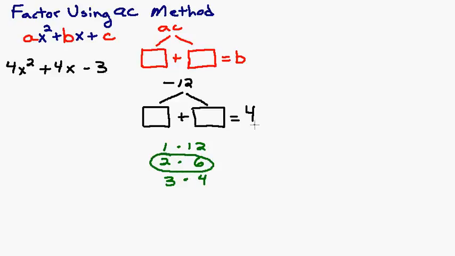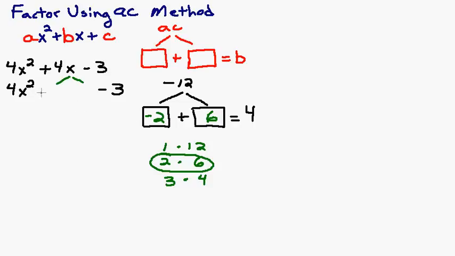Since I want it to come out to be a positive 4, I'm going to use a negative 2 and a positive 6. So let's check it out. Do these two numbers multiply to be negative 12? Yes. Do they add to be 4? Yes, they do. So those are the two numbers I need. Now I go back to my trinomial, and I'm going to bring down the first term and bring down the last term. The middle term I'm going to split up. I'm going to rewrite 4x using these two numbers right here.